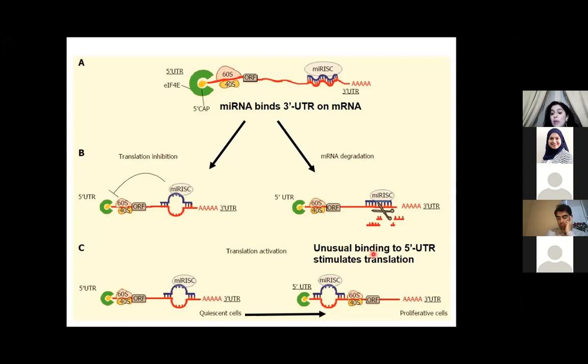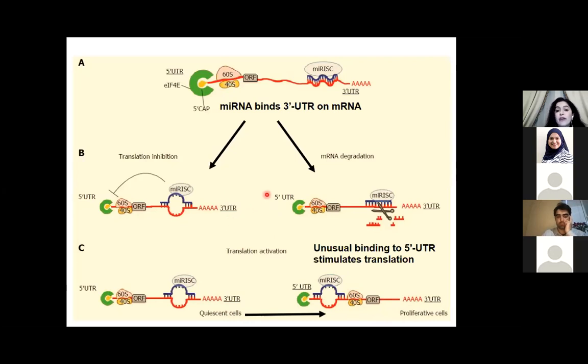An unusual binding is that it can bind to the 5' end of the messenger RNA, enhancing translation, turning a quiescent cell present in the G0 phase to a proliferative cell, producing more proteins. So the microRNA normally regulates gene expression by inhibiting the translation process.